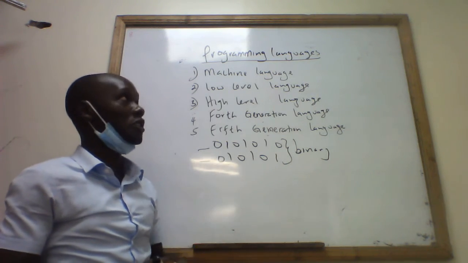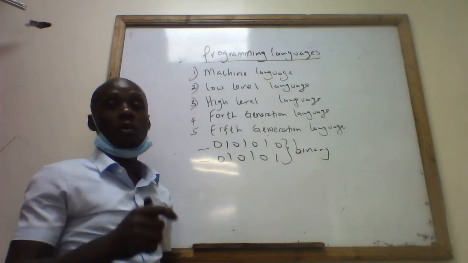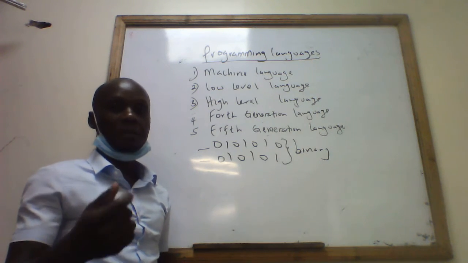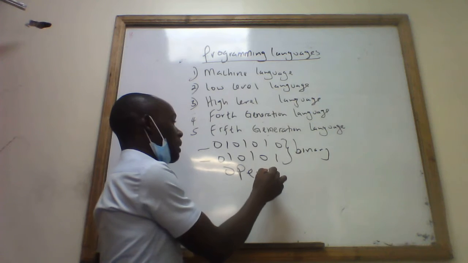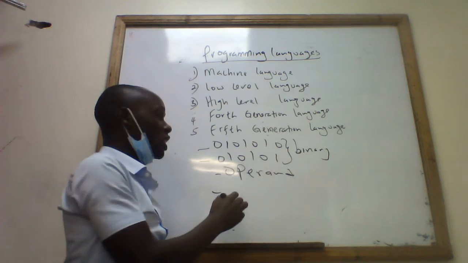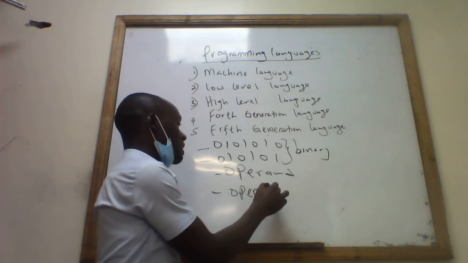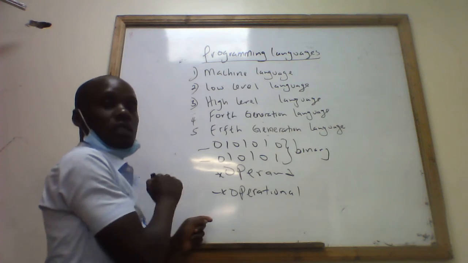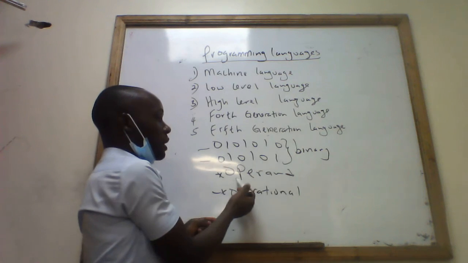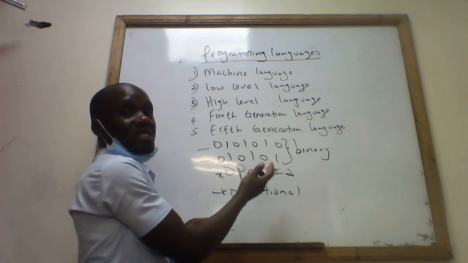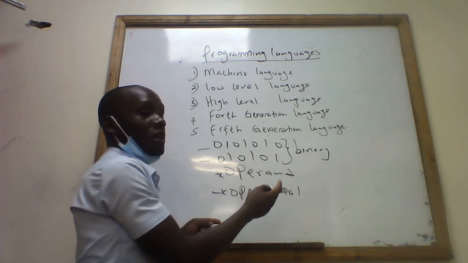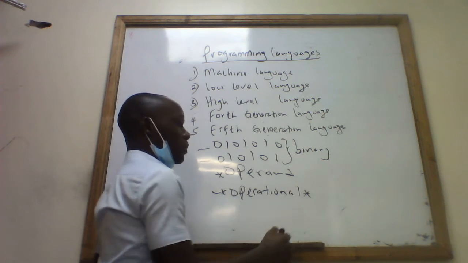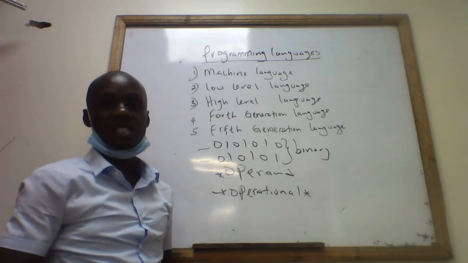Then you can go to low-level language programs. In low-level language programs, a program is written using human natural language, or the human vocabularies, to represent the operand part of a program, and using mnemonics to represent the operational part of a program. So a program has the operand and the operational part. The operand part of a program basically is in form of instructions or lines that will guide the hardware where to get data and where to store those data items. And the operational part of a program will guide the hardware on what to do with the data items.